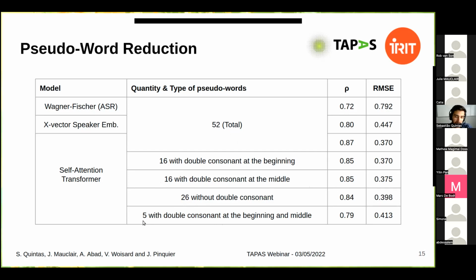For the final set of 5 words that have double consonants at the beginning and at the middle, we almost obtain a correlation of 80%, which is a fairly high correlation considering that we are only using 5 pseudo words. That corresponds to less than 10% of the original data. And in this case, we can see that the error, despite increasing a bit, stays fairly comparable to the previous error achieved. And therefore, there's a high potential of these words to be better conductors of speech intelligibility than all of the other words as well.